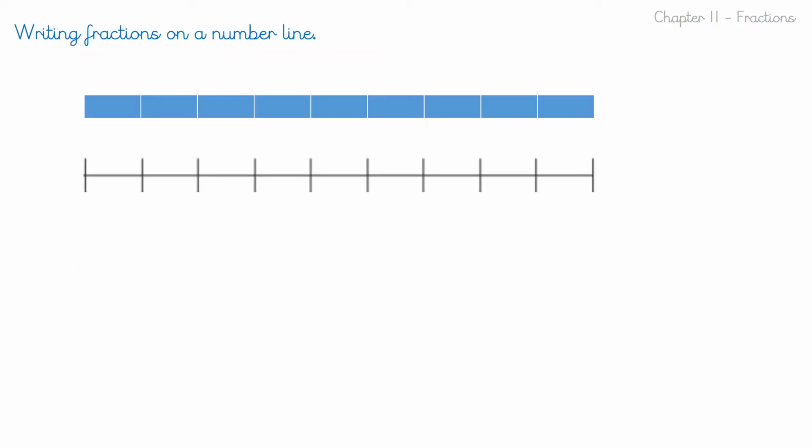How do we write fractions on a number line? I have here a fraction bar representing a fraction, and below I've got a number line. What will we write at the beginning of our number line? Imagine that you're going to measure some water on a measuring cup. What will be the first number that you can see? Well done. We will write 0 because we start with nothing.